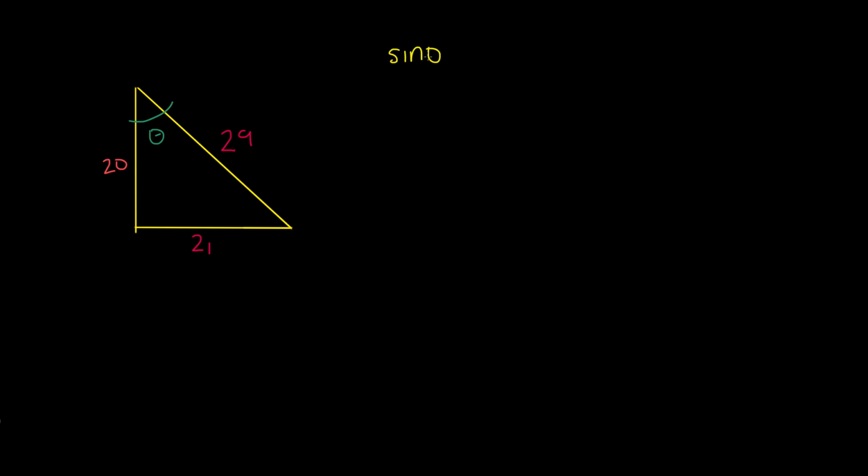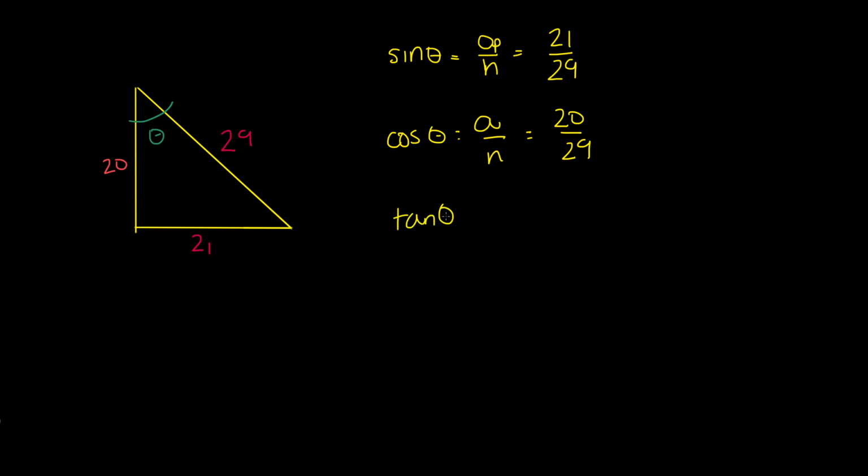So sine of theta is going to equal the opposite over the hypotenuse. And that's an O, not a 0, but OP. All right. So opposite is the one that this arc is not touching. That's 21 over my hypotenuse, which is 29. Cosine of theta equals the adjacent over the hypotenuse, which is going to be 20 over 29. Not too bad. Tangent of theta is going to be the opposite over the adjacent, which is going to be 21 over 20.